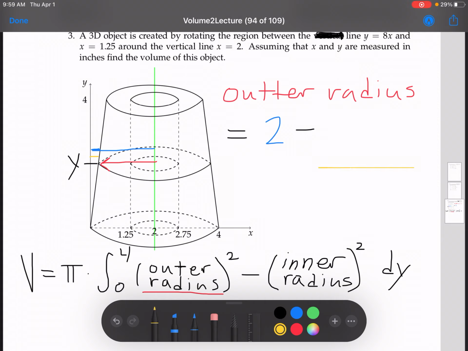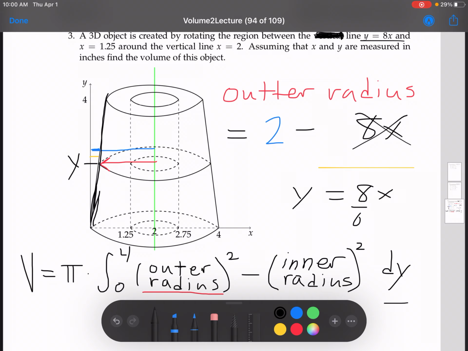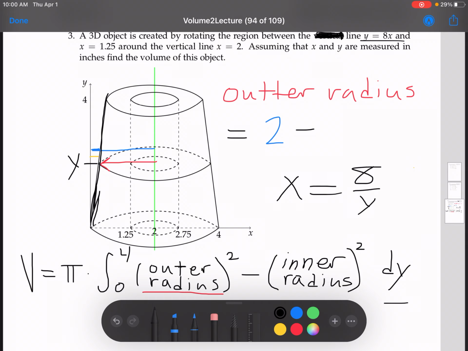Now what is that yellow distance? Remember this line right here? This is the line y equals 8x. But remember, we're integrating along the y-axis, so we don't want to put 8x there. We want to solve for x, so we have y equals 8x, and solving for x gives us x equals y over 8. So we have that there.